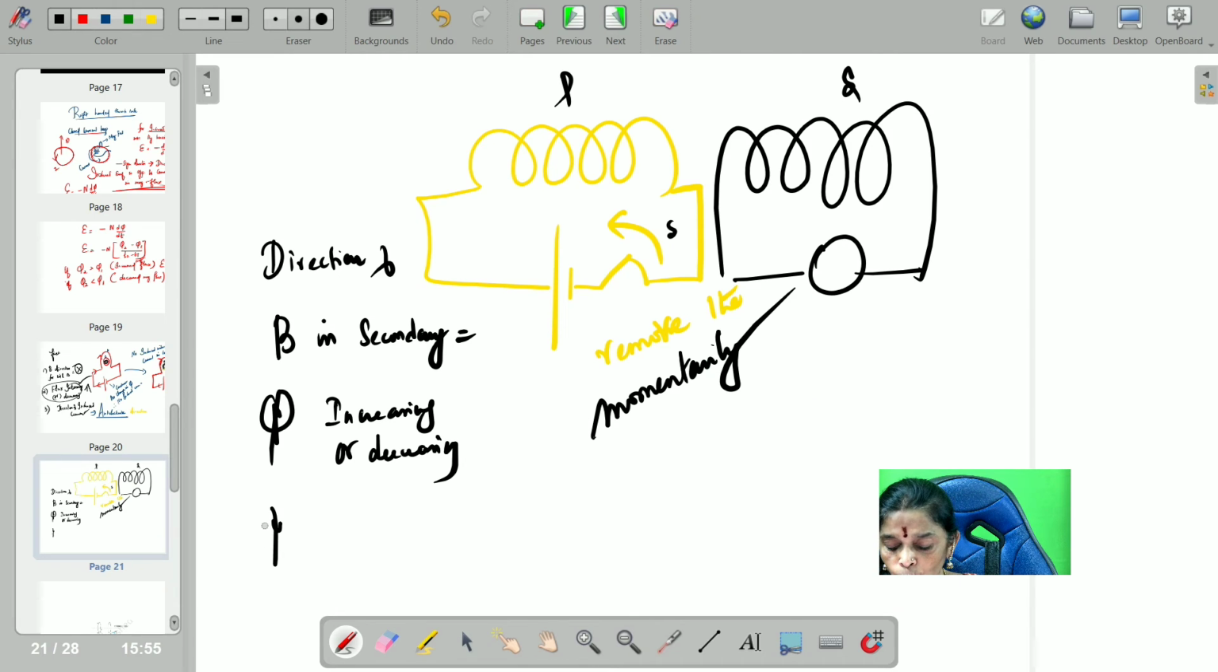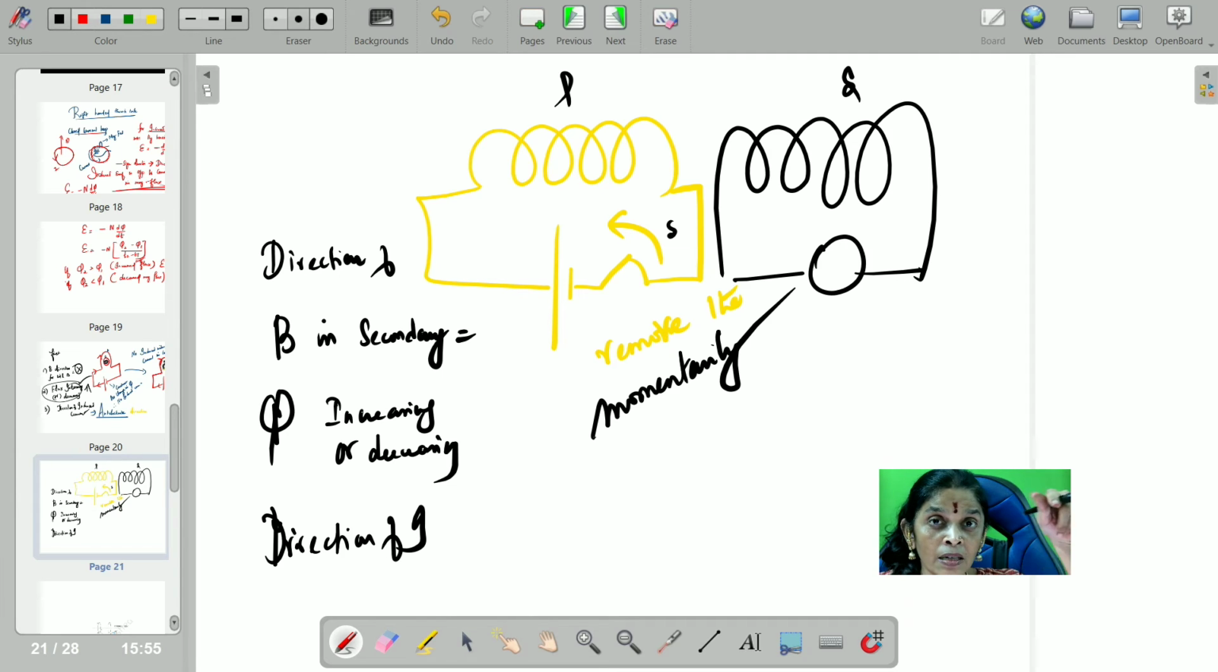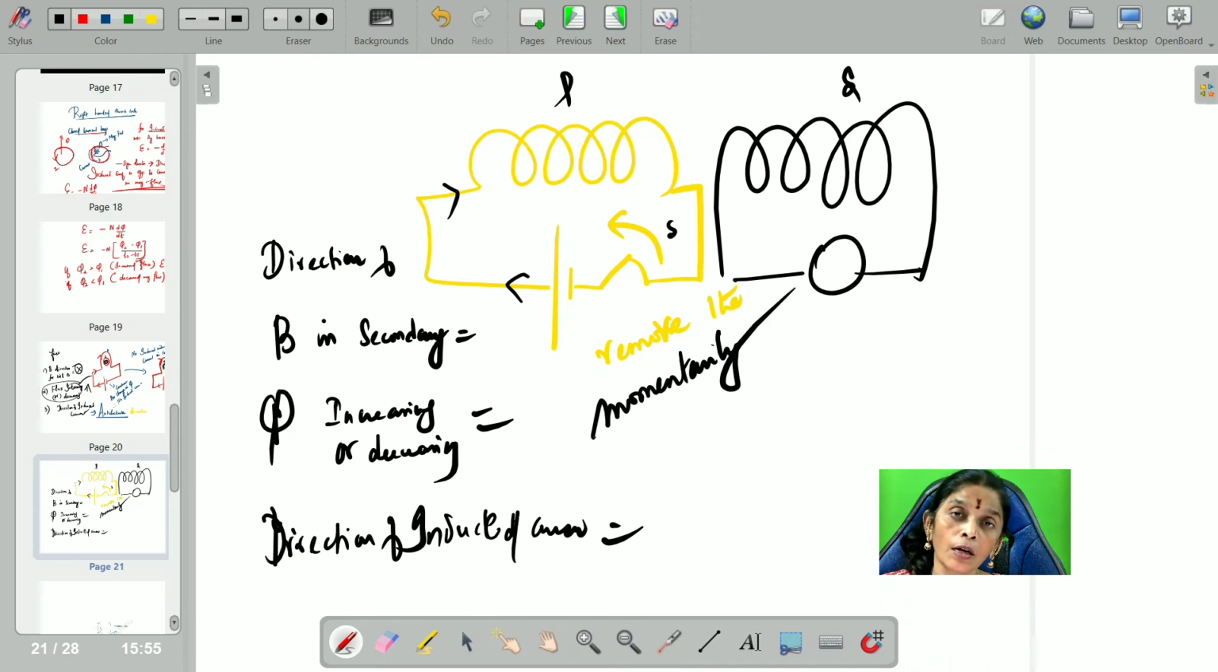Then you have to find the direction of the induced current. In the board examination, nobody will ask how you get it, but you have to know these three things. First, this is the coil. Originally, how is the current flowing? Clockwise. When the current is clockwise, there are two ways: either use the right hand thumb rule, or use the magnet rule. Since the current is clockwise, this is the south pole and this is the north pole, and the magnetic field lines flow from north to south.